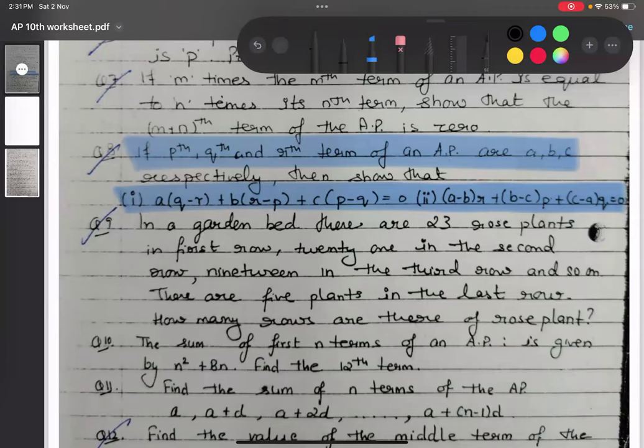So the pth, qth, rth term of an AP are a, b, c. We'll do the first part first: a(q minus r) plus b(r minus p) plus c(p minus q) equals 0.